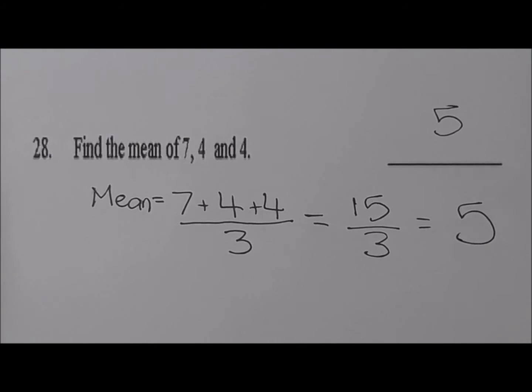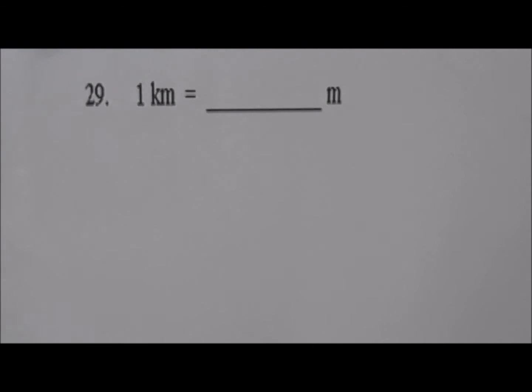29. Okay, let's move on to number 29, Rafaela. 1 kilometer equals blank meters. Okay, so we are finding how many meters in 1 kilometer, and this is dealing with the metric system. Okay, these facts you have to memorize. How many meters in a kilometer, Rafaela? 1,000. Write it in.